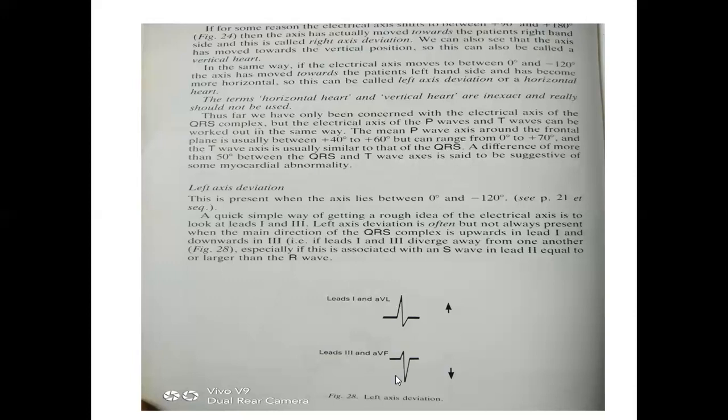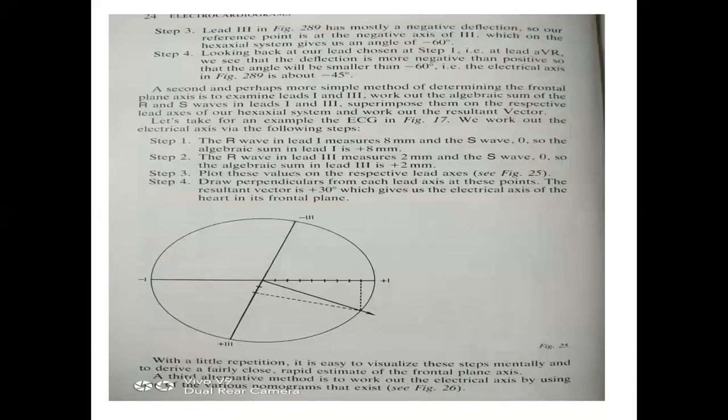Yes, sir. Okay. So now we come back to the axis. Suppose you have to mark this, if you want to estimate the axis deviation or the degree. So this is plus 6: 1, 2, 3, 4, 5, 6. Where was lead 3, on plus 6 or minus 6?